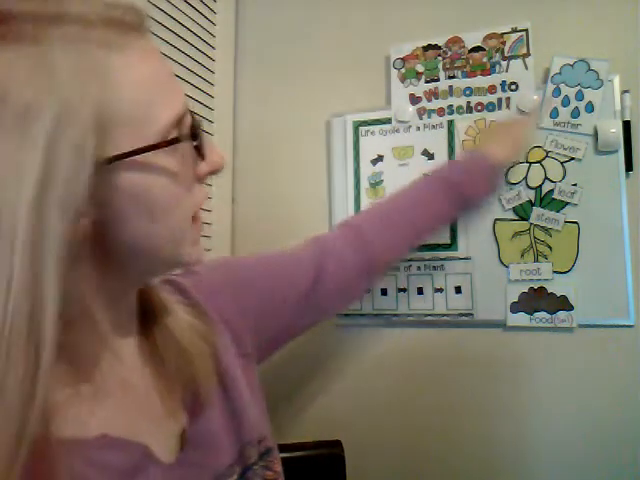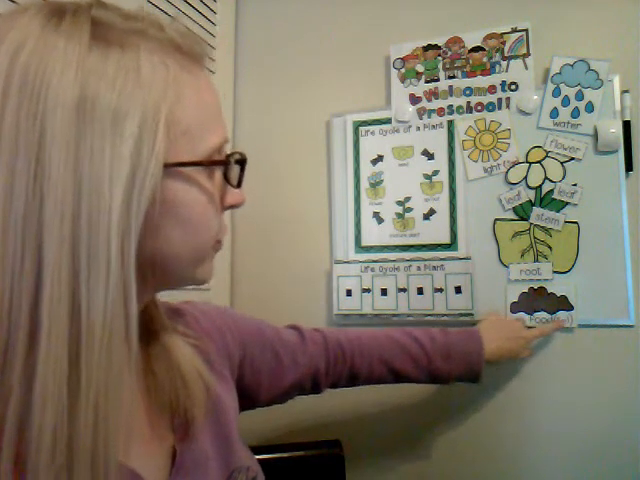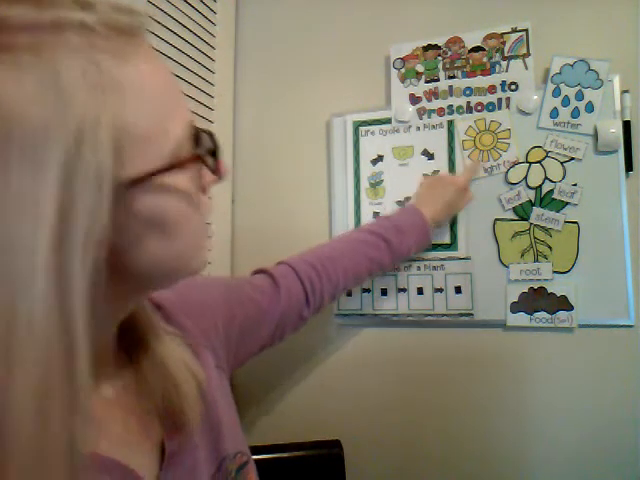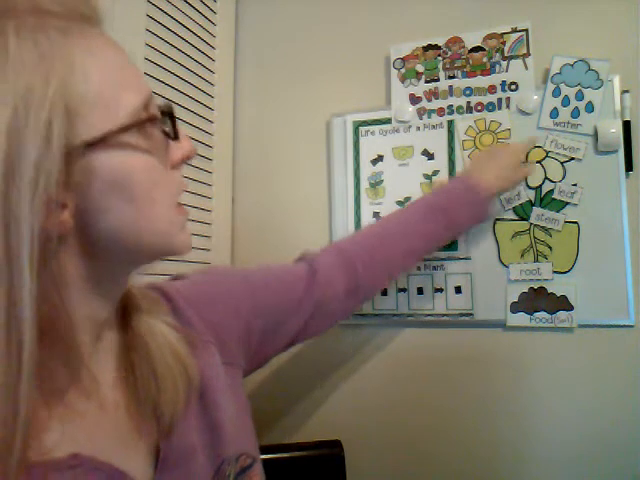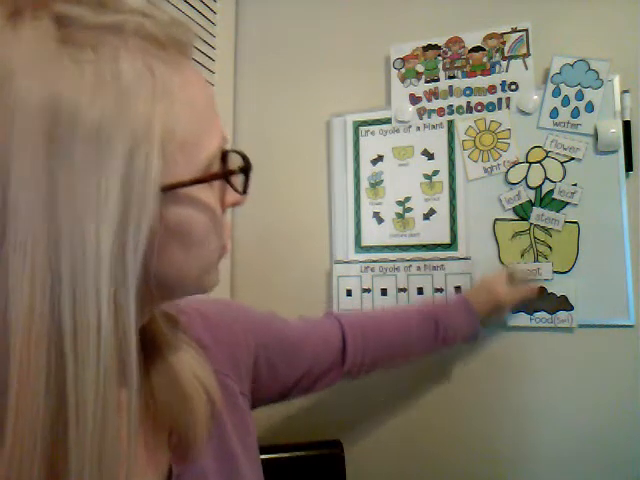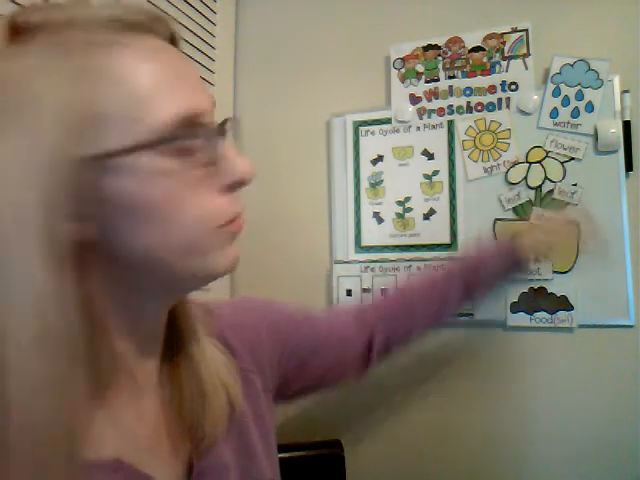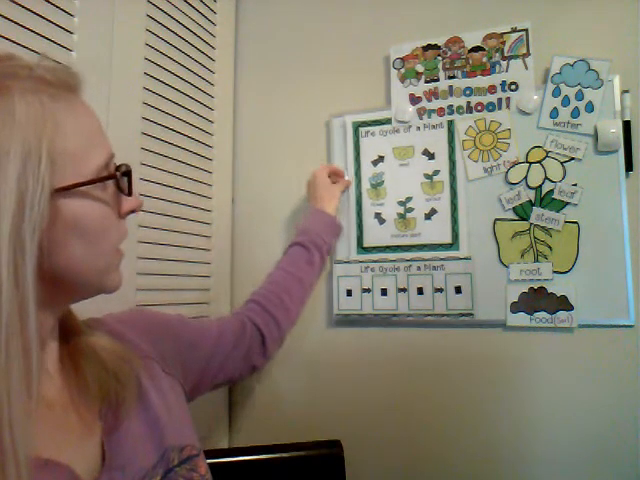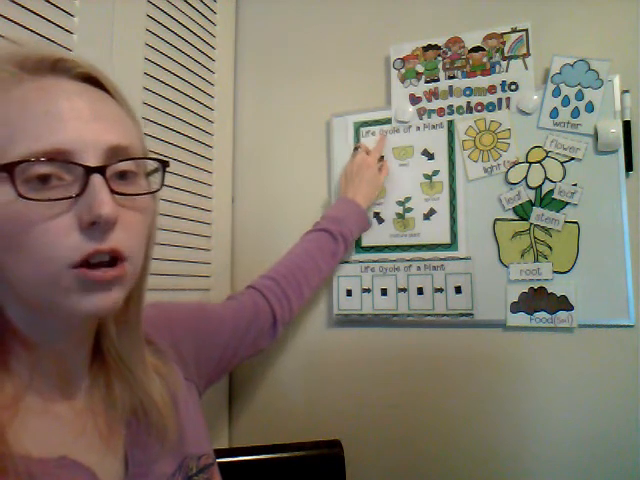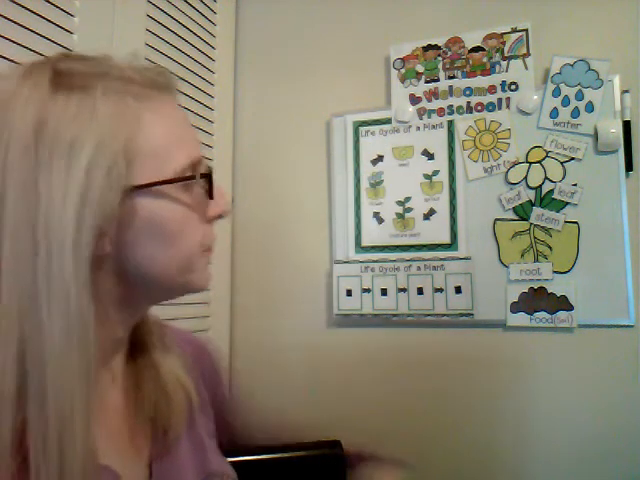So there are three things that flowers need to grow. They need food or soil from the ground. They need sunshine or light. And they need water or rain. And all of those three things help the roots grow, which helps the stem and the leaves grow, and then the flower will bloom at the top. This over here is called the life cycle of a plant.